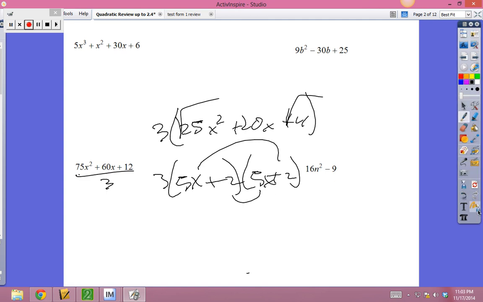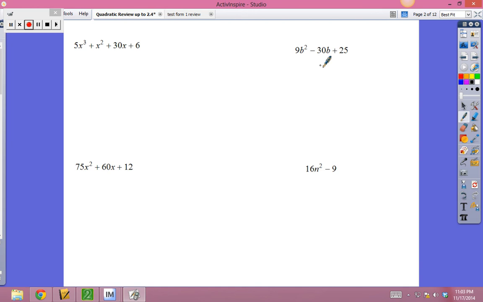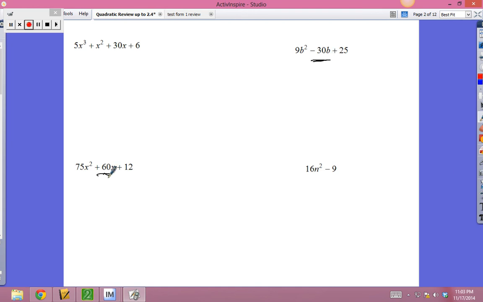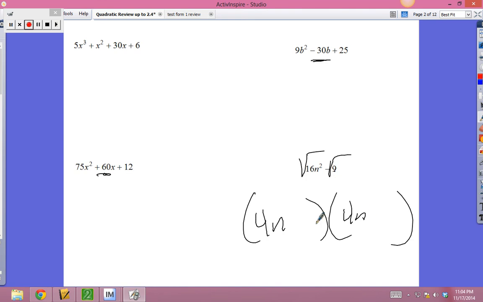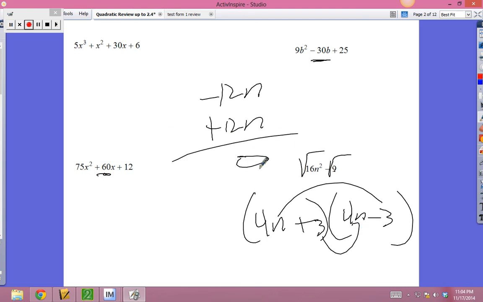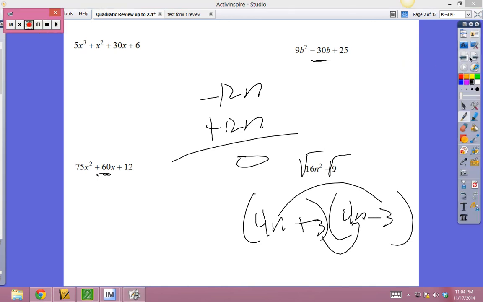Okay, the last one is a little different because it has no middle term like these have middle terms. The first is a square, the last is a square, so easy. 4n, square root of 9 is 3 and 3, but it's got to be a negative 9, so one's plus, one's minus. And because one's plus and one's minus, 4n times negative 3 is negative 12n, and 3 times 4n is a positive 12n, and that zeroes out. You got nothing. So that's why you got nothing in the middle.